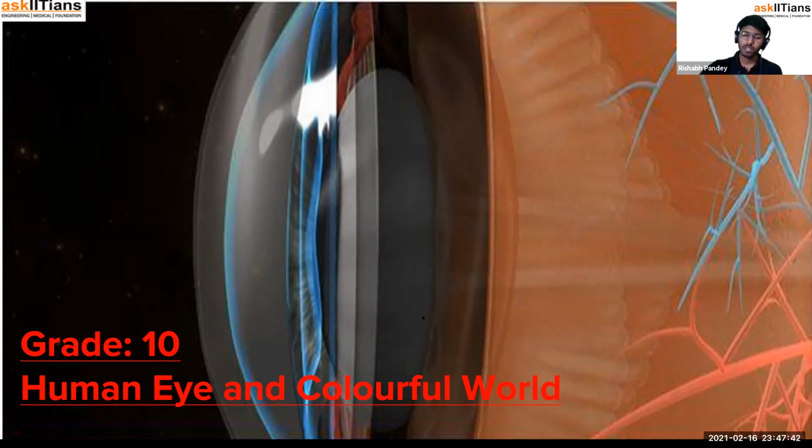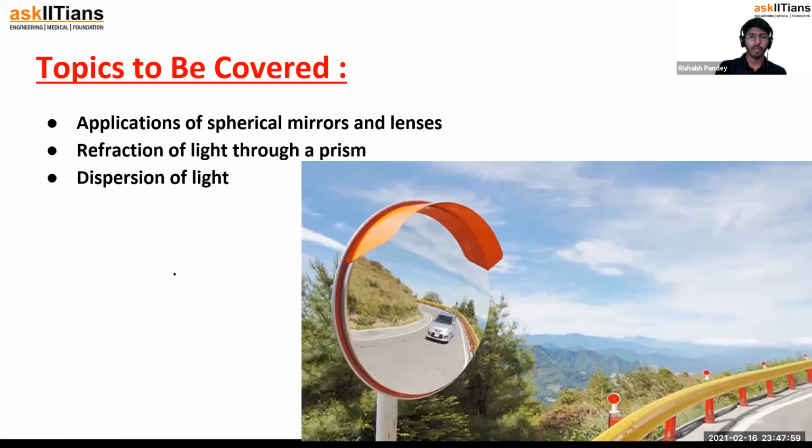Moving forward, this topic will basically cover aspects of prism. We are going to cover topics such as applications of spherical mirrors and lenses. Why do we use them? What are the benefits of using them? Then refraction of light through a prism, and then the dispersion of light. These three topics are going to be covered today.